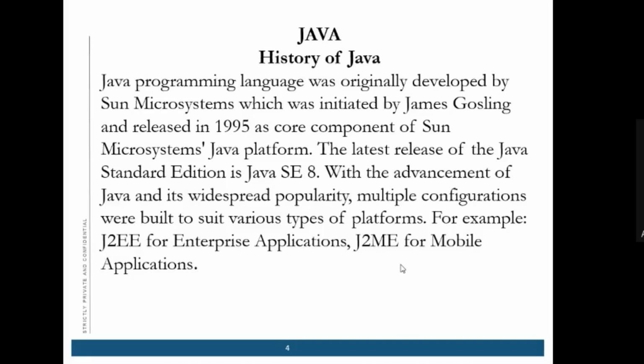Moving further, with the advancement of Java and its widespread popularity, multiple configurations were built to suit various types of platforms. Different types of Java work on different platforms, like J2EE for enterprise applications and J2ME for mobile applications. So it can run in many applications.